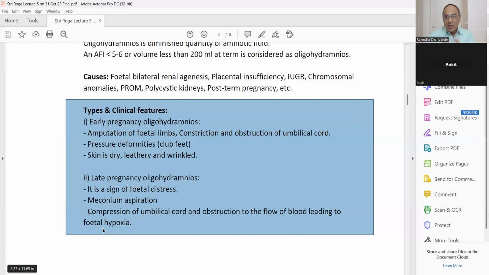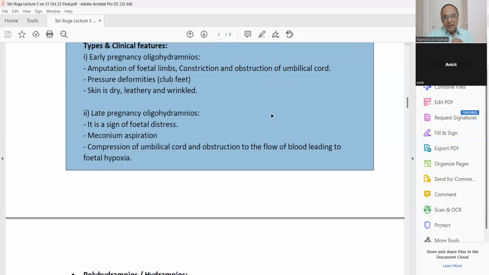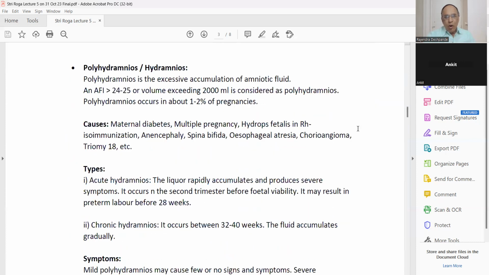Hypoxia. Hypo means less, oxia means oxygen. So these are all about less amniotic fluid, with its clinical features. What will be there in the fetus? Now we will go further.